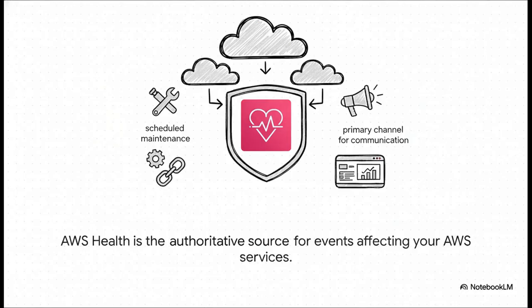To put it simply, if there's any kind of service issue, a scheduled maintenance window, or really anything else happening at AWS that could potentially impact your resources, the Health Dashboard is the one official, authoritative place to get that information. It's basically your direct line of communication from AWS about the health of their platform.